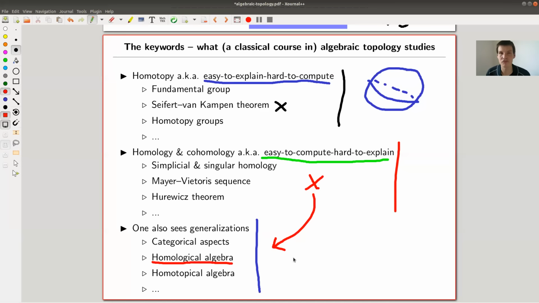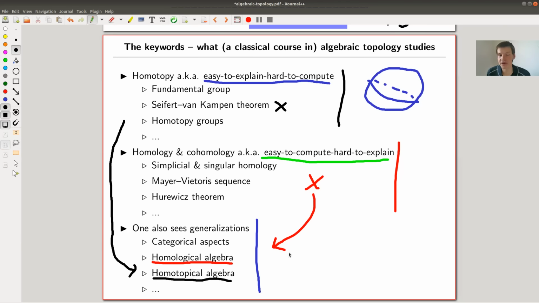I will show you an extremely nice application of the ideas of homological algebra, so in the end, the ideas of topology, on my last slide. The other one also has a generalization, which is also very popular. It's called homotopical algebra, homotopy type theory, something like that. But it's much more complicated and less classical than homological algebra.